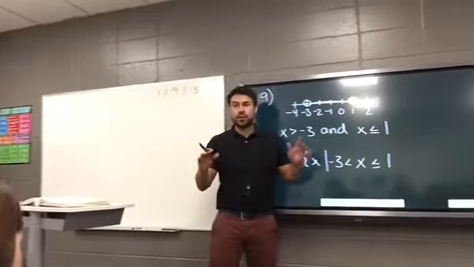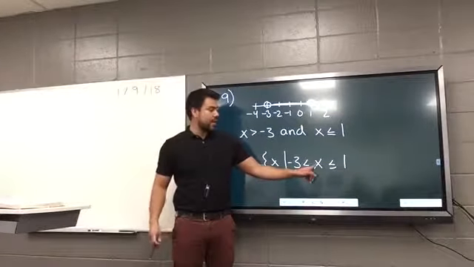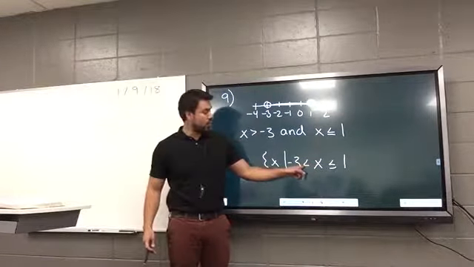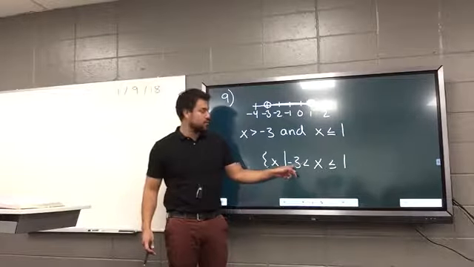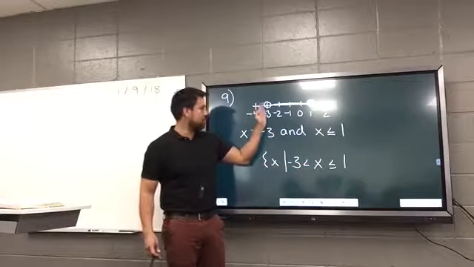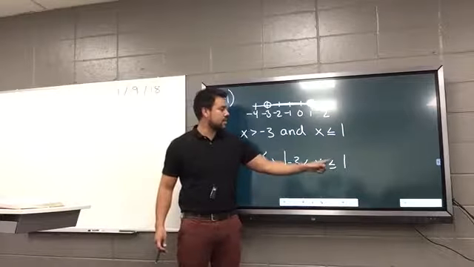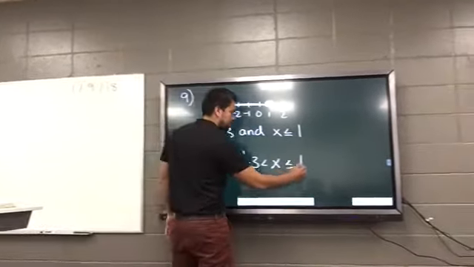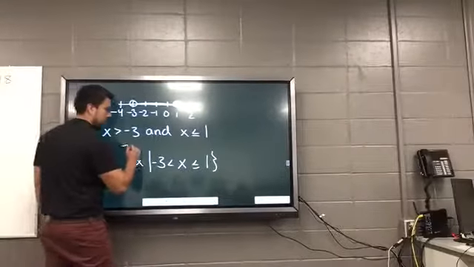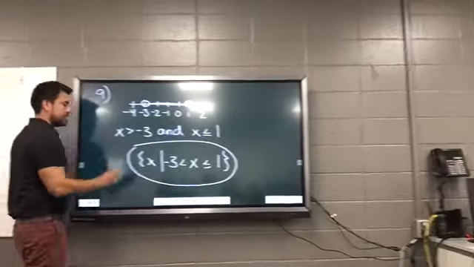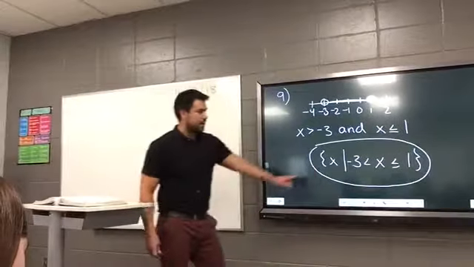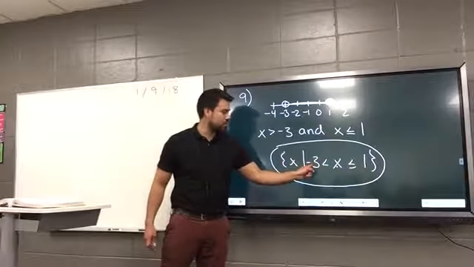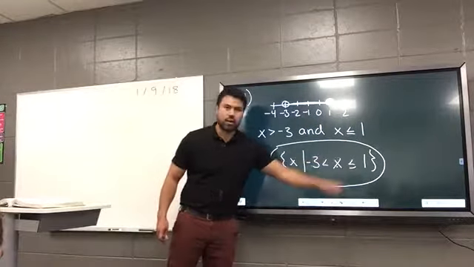Yeah, and this is where it's going to take us time to get used to it. Isn't X greater than negative 3? Yep, it's greater than negative 3. And isn't X less than or equal to 1? Yep, less than or equal to 1. So this is how you describe it. This is your solution set: X is any number such that X is greater than negative 3 and less than or equal to 1.